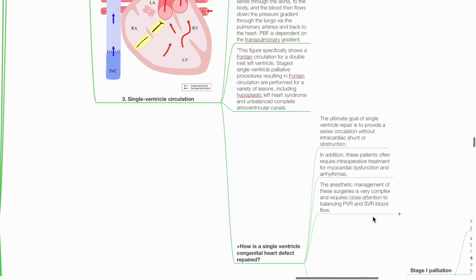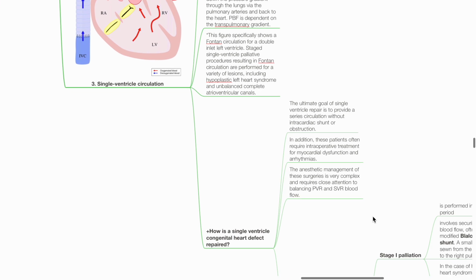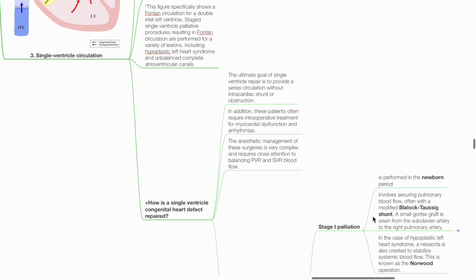Regarding palliative surgery for single ventricle congenital heart defect, the ultimate goal of single ventricle repair is to provide a series circulation without intracardiac shunt or obstruction. Additionally, these patients often require intraoperative treatment for myocardial dysfunction and arrhythmias. Anesthetic management of these surgeries is very complex and requires close attention to balancing PVR and SVR for blood flow. Traditionally, this is done in stepwise fashion over the child's first few years of life. There are classically 3 successive surgeries to achieve this goal.